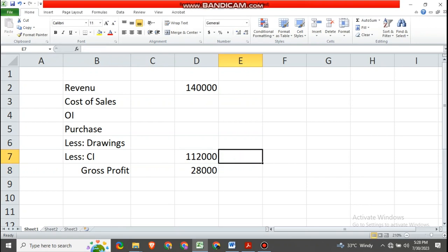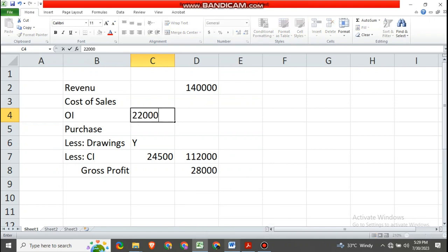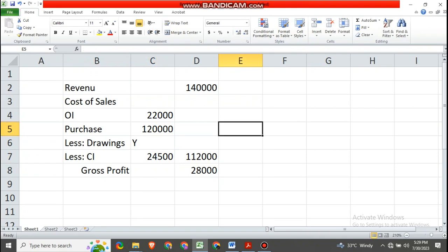So now I know my cost of sales. My closing inventory is 24,500 as per the question. Drawings I don't know, let that be Y. Opening inventory is 22,000 and the purchases are 120,000. So I need to solve this, and this is very easy. 22,000 plus 120,000 is 142,000. If I subtract 24,500, it's coming only to 117,500. So that means I need to subtract more.